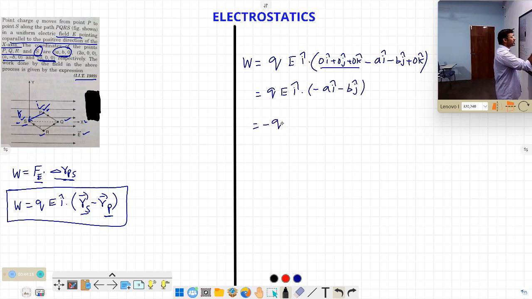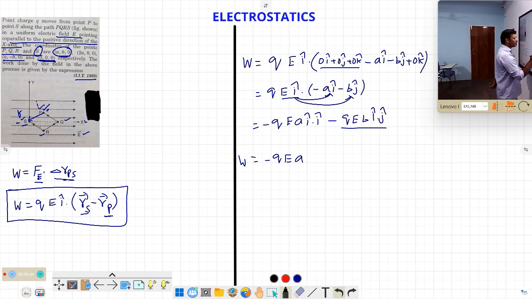Take the minus common: minus Q times E. If you multiply E i-cap with each term, the first term you get is E times i dot i, where i dot i is equal to 1 and i dot j is equal to 0. So the first term gives a, and the second term, which you can also write as b times i dot j, becomes 0. So the work done is minus Q E a, and that is the answer to the question.